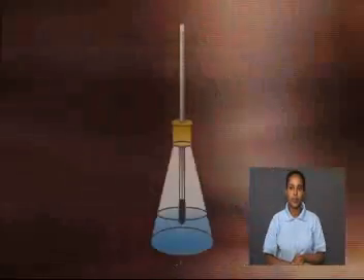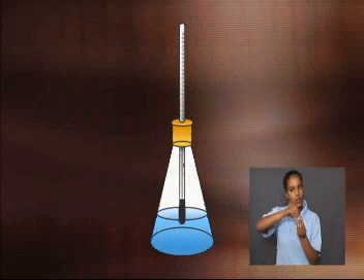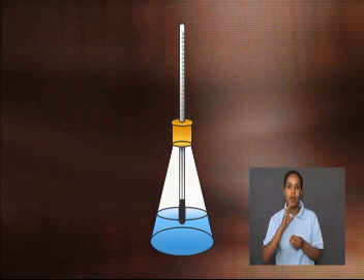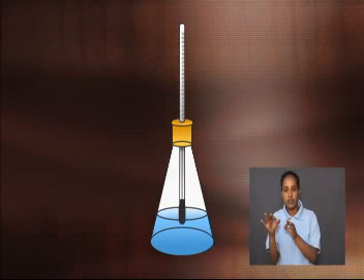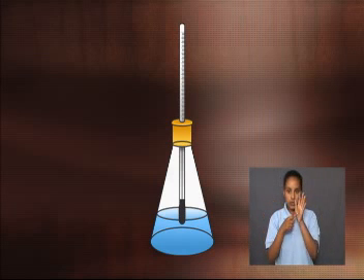Let us discuss an experiment that will help us to investigate the heat of solution. For this experiment, we require an Erlenmeyer flask, a thermometer, and a cork. We also require ammonium nitrate crystal and water. We begin by pouring 50 milliliters of water into the Erlenmeyer flask and placing a thermometer into it, as you see here.